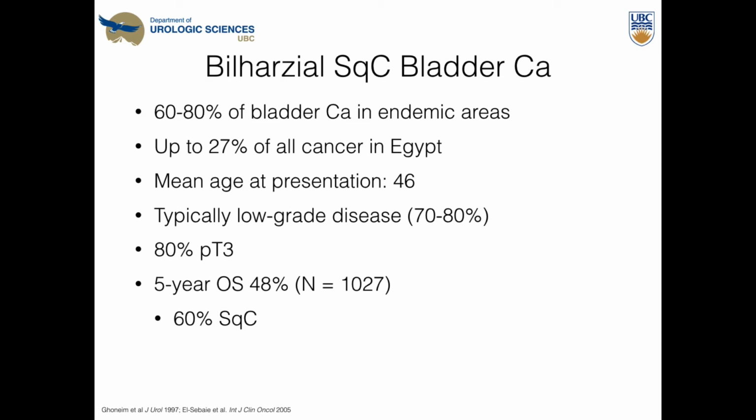These patients tend to present younger, at an age of 46 on average. Typically, it's low-grade disease, but regardless, they tend to present at an advanced stage and have poor prognosis. And this is likely because the symptoms of bladder cancer are pretty similar to schistosomal cystitis. Irritative voiding symptoms, gross hematuria. So a lot of patients present late and have advanced disease. Some Egyptian data found a 5-year overall survival of roughly 50%, but this is in a mixed cohort with only about 60% actual squamous cancer.